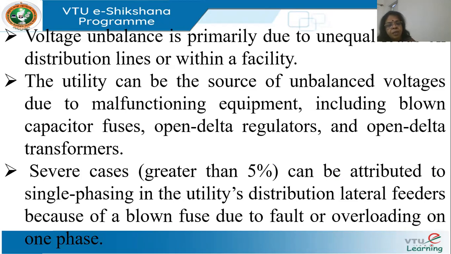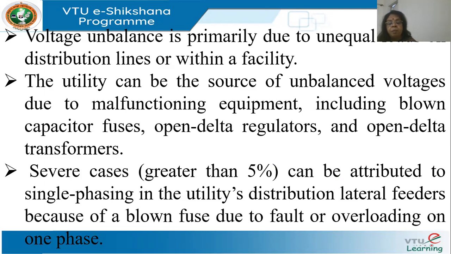The second reason of unbalance, so this is from the load side, that is from the customer side. The second cause of unbalance is from the utility side due to malfunctioning equipment. Some capacitor fuse may have blown off in one phase, so the capacitor is not connected. And then open delta regulators, open delta transformers, faults, all your unbalanced faults, like single line to ground fault, double line to ground fault. All these can cause unbalanced voltages to be supplied to the customer equipment.